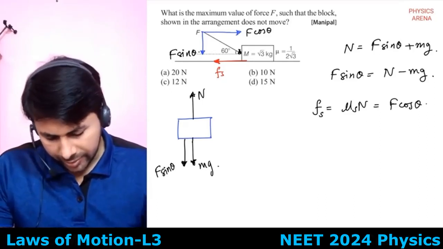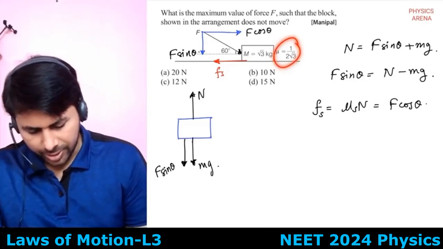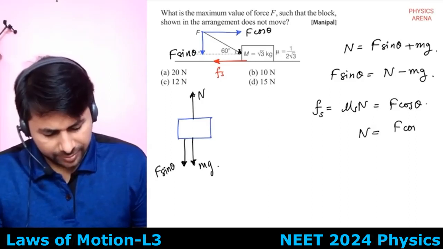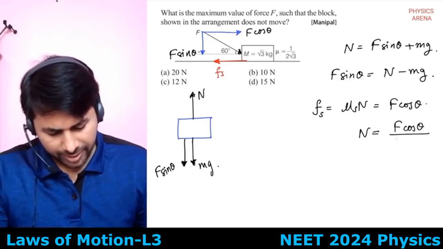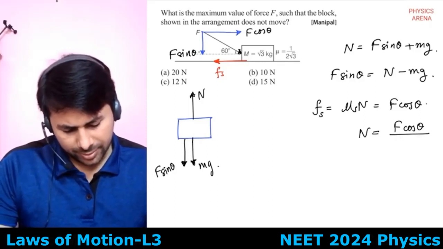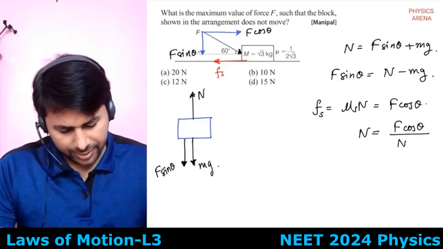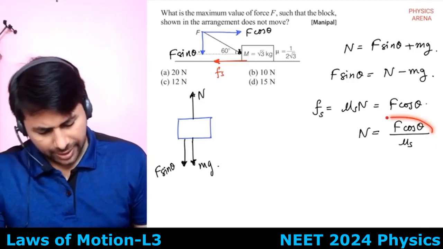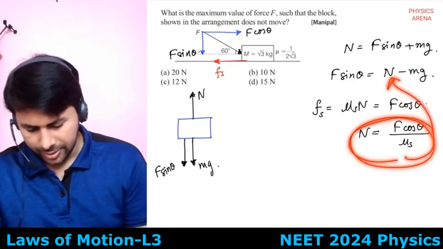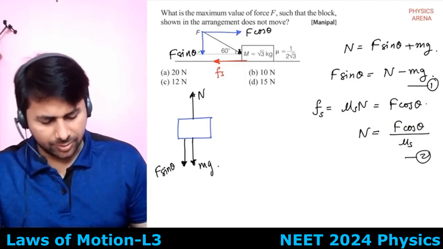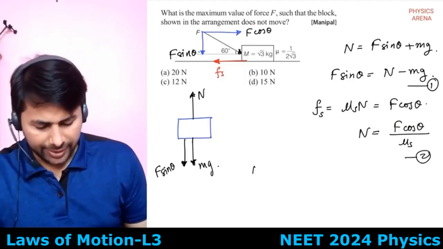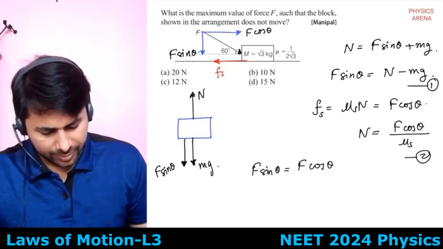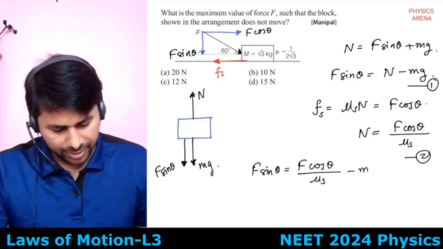So mu s is given. Yeah, mu s is given. It is 1 upon 2 root 3. So then normal reaction is F cos theta divided by mu s. And I can substitute this over here. So let's call this one equation 1. This one is 2. I will substitute 2 in 1. So I get F sine theta is equal to F cos theta upon mu s minus mg.